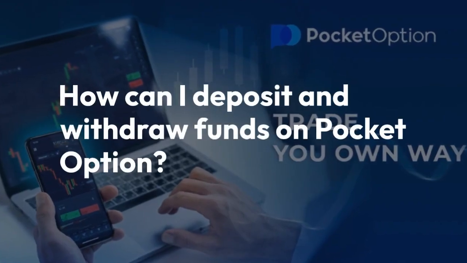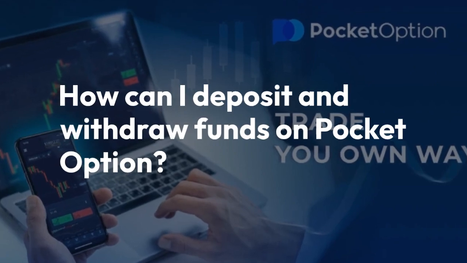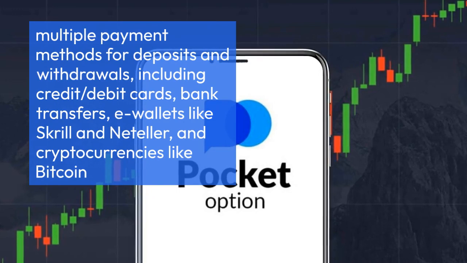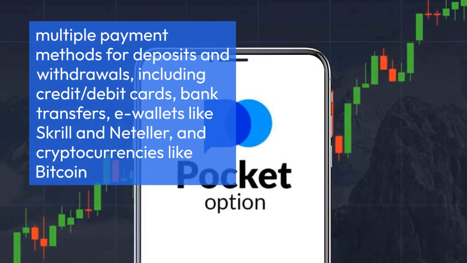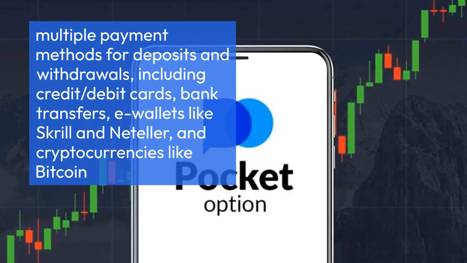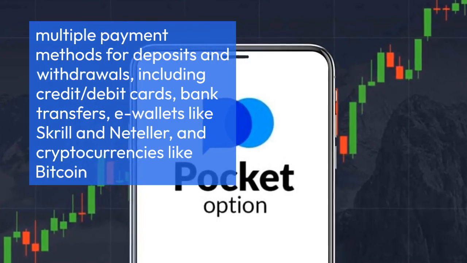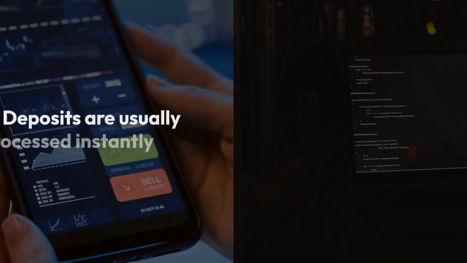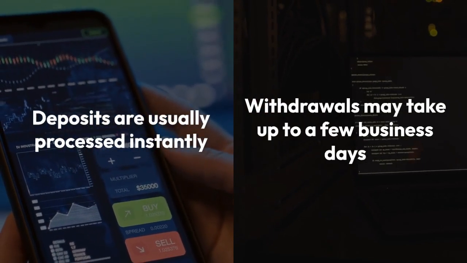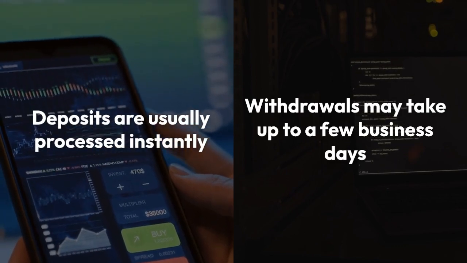How can I deposit and withdraw funds on Pocket Option? Pocket Option supports multiple payment methods for deposits and withdrawals, including credit and debit cards, bank transfers, e-wallets like Skrill and Neteller, and cryptocurrencies like Bitcoin. Deposits are usually processed instantly, while withdrawals may take up to a few business days depending on the method used.